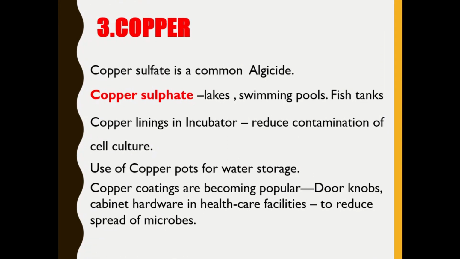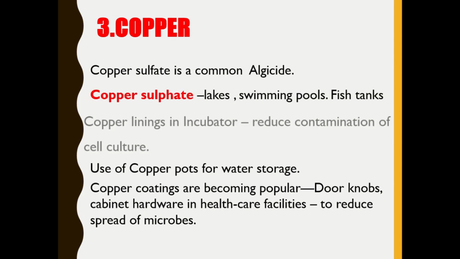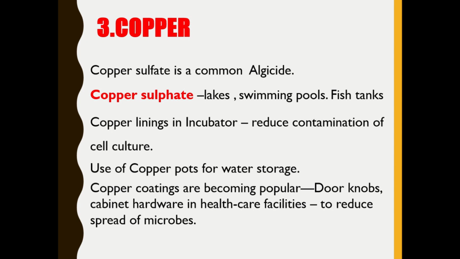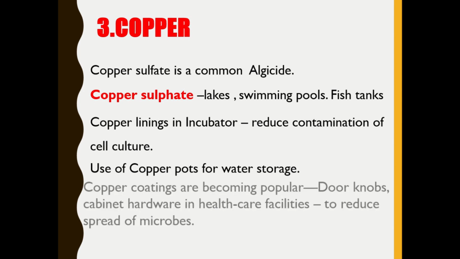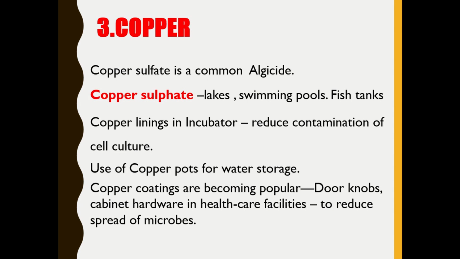The third compound which is commonly used is copper. Copper is generally used as copper sulfate, and it is commonly used as an algicide. Copper sulfate is used in lakes, swimming pools, and fish tanks, and copper linings are used in incubators. They also act to reduce the contamination of cell cultures. The use of copper pots for water storage is well known to everybody. Nowadays, particularly in rural areas, we use copper pots for storage of water, and because of its action they help to reduce the microbial flora.